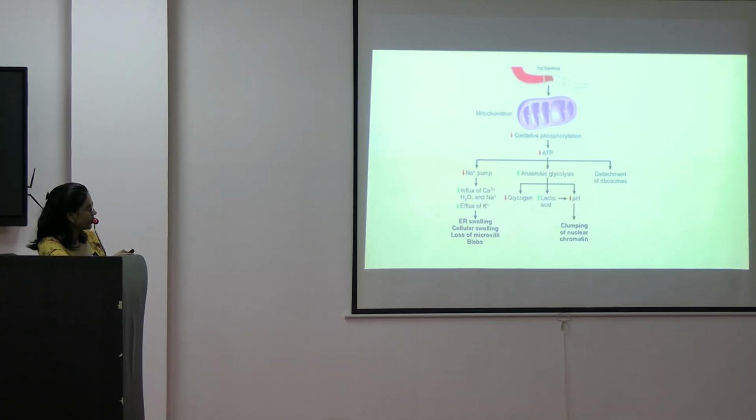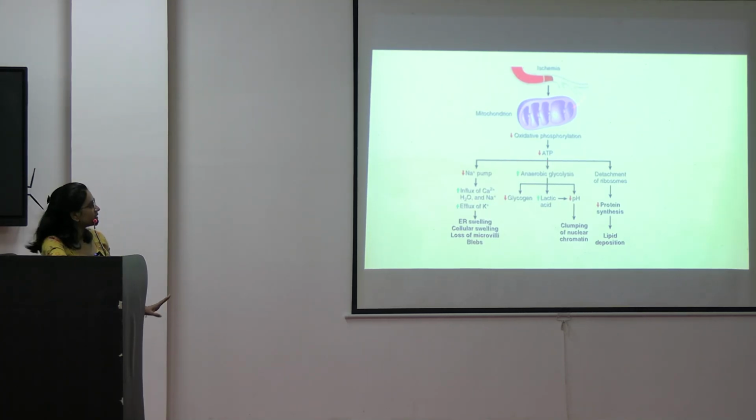Now what happens with increased anaerobic glycolysis? There will be increased lactic acid, reduced pH resulting in clumping of the nuclear chromatin. And with detachment of ribosomes, there will be reduced protein synthesis, and if there is reduced protein synthesis, there will be reduced formation of lipoproteins, which are required. So with reduced lipoprotein formation, there will be accumulation of lipid, or lipid deposition. Okay, is this clear?